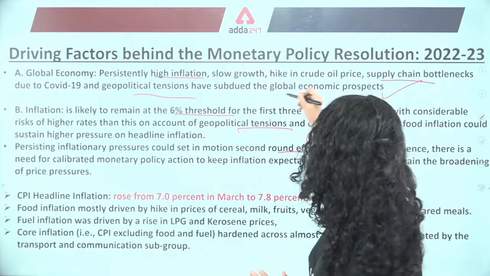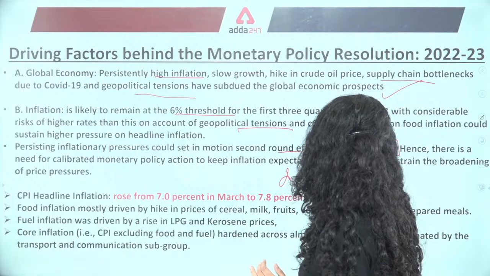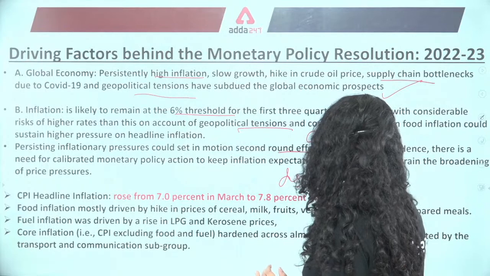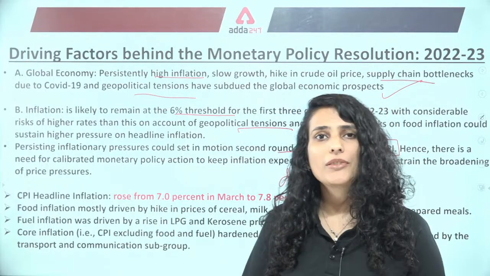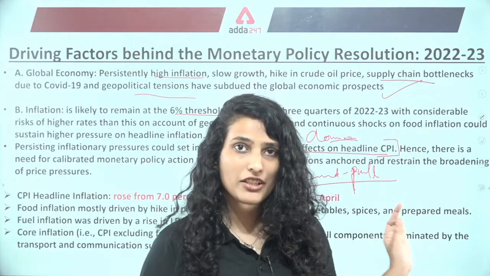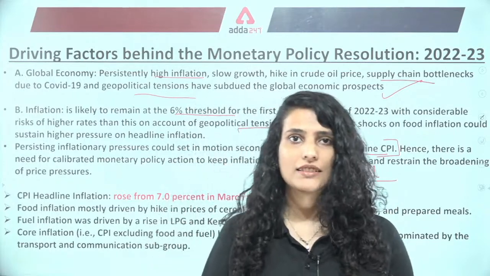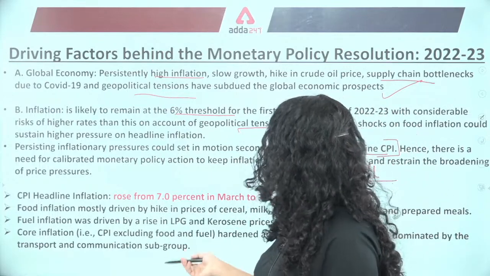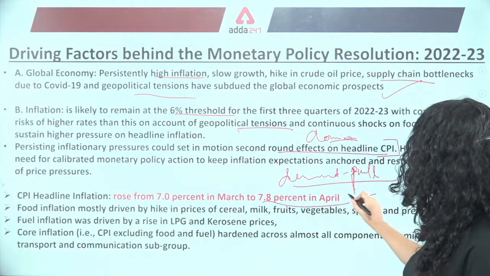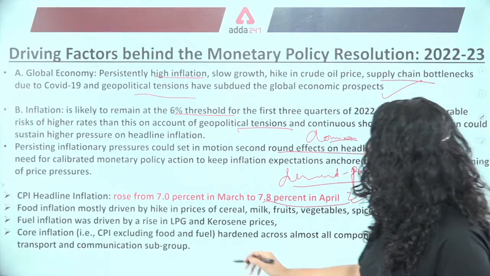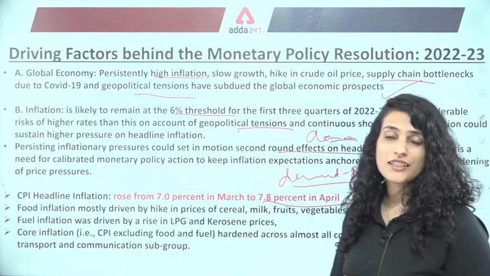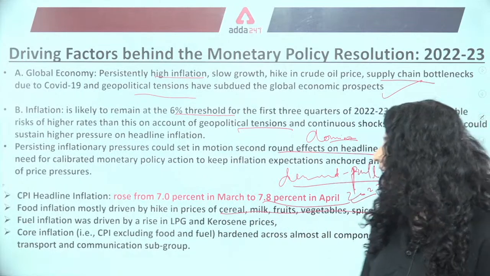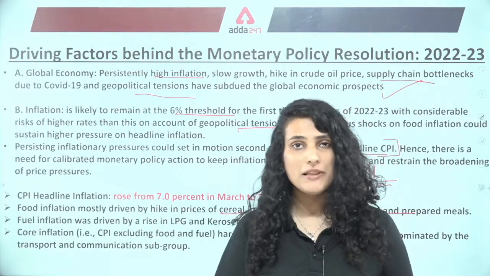It is a situation of what? Demand pull inflation. There is cost push inflation, there is demand pull inflation. So this is a classic case of demand pull, plus also to some extent cost push inflation because of the hike in crude prices. So CPI headline inflation, we all know, was 7.8% in April 2022. Food inflation, the Indian economy has been witnessing in prices of cereal, milk, fruit, vegetables. Even in basic necessity goods there is inflation.